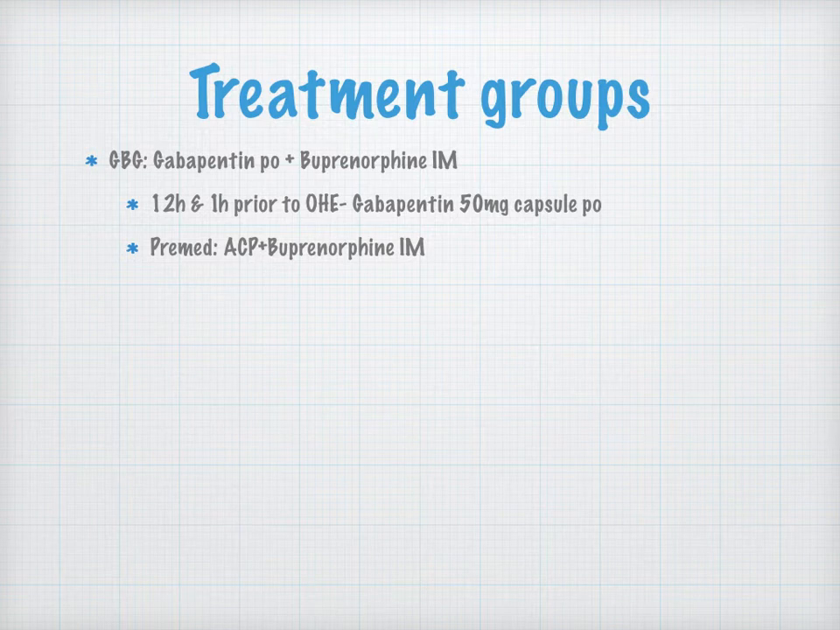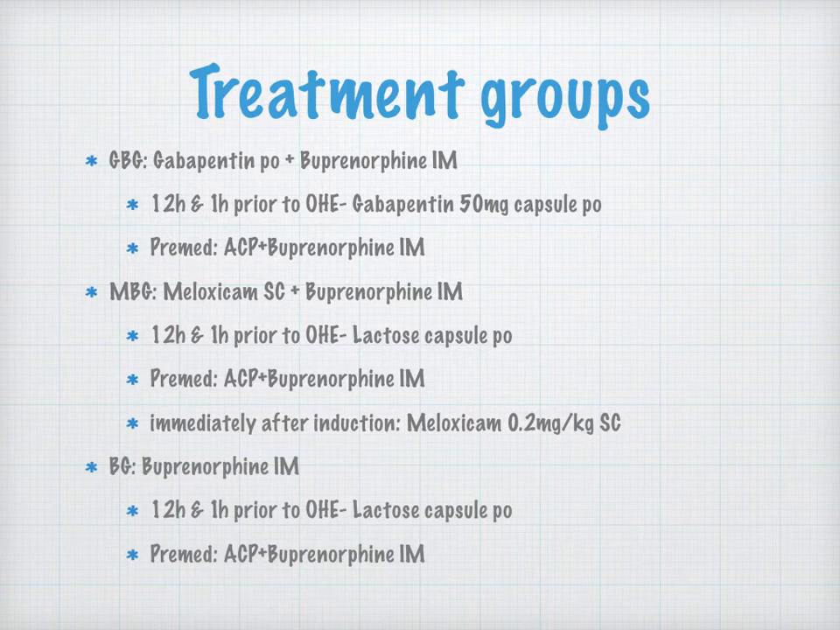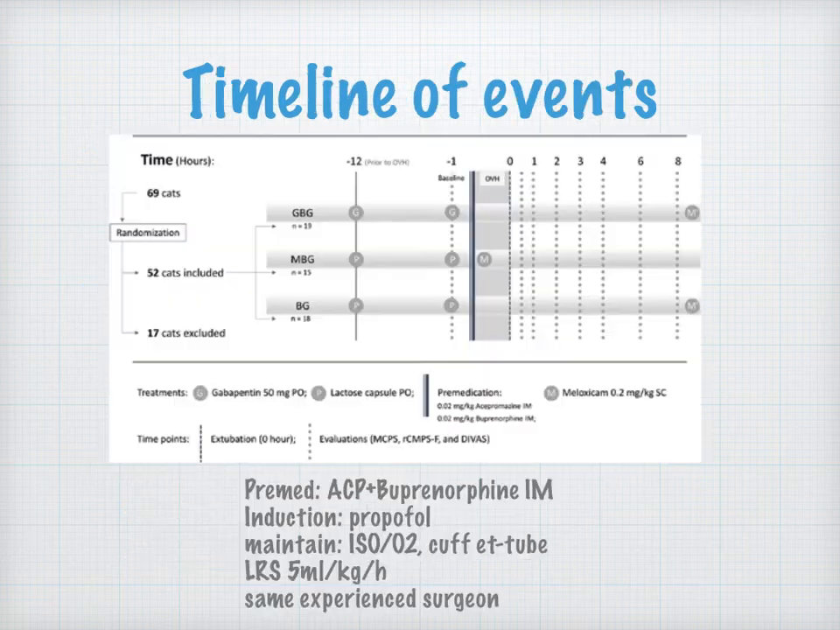muscles. In the second group, MBG, which was the meloxicam and buprenorphine group, the cats were administered a capsule containing lactose 12 and 1 hour prior to the surgery. Premedication was the same. They then received meloxicam 0.2 mg/kg subcutaneously immediately after induction of anesthesia. The third group, BG, is the buprenorphine only group. The cats received the lactose capsules at the same time and received the same premedication.